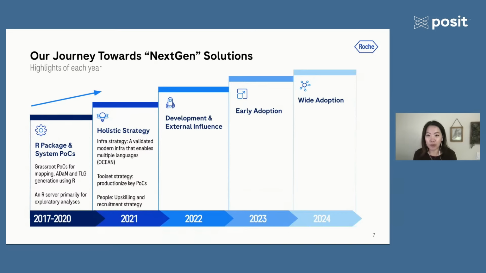In 2021, our leadership team under Roche Data Sciences decided that we need to have a holistic strategy moving to open source and modernized solutions. So at that time, there are two aspects under the strategy. One is the infrastructure strategy. We decided that we want to have a validated modernized infrastructure that enables multiple languages, and this infrastructure is called Ocean. From the toolset perspective, our leadership team decided that we want to productionize certain prioritized POCs to build our end-to-end pipeline to enable the usage of open source software in clinical trial reporting.